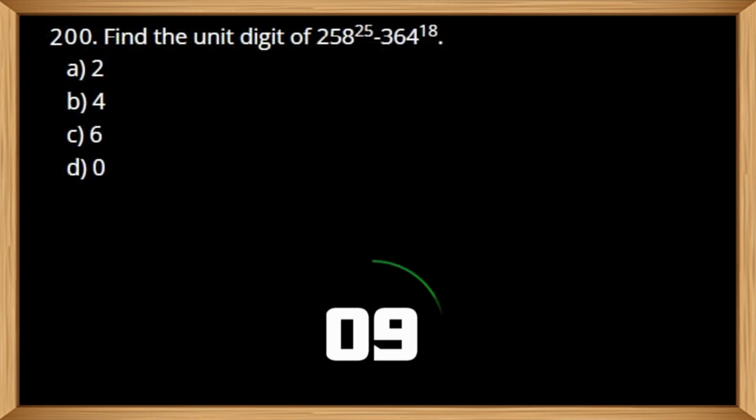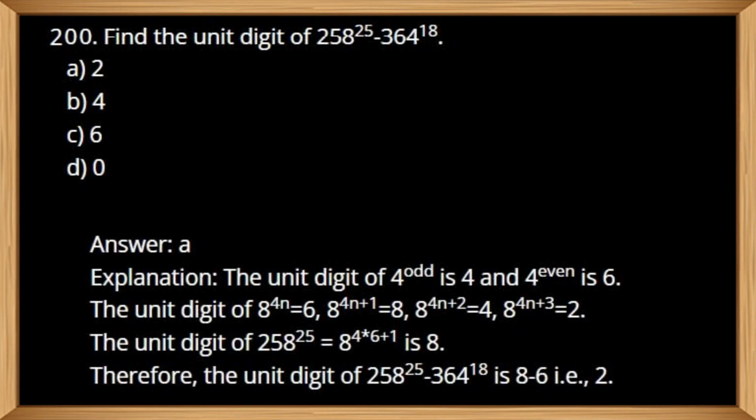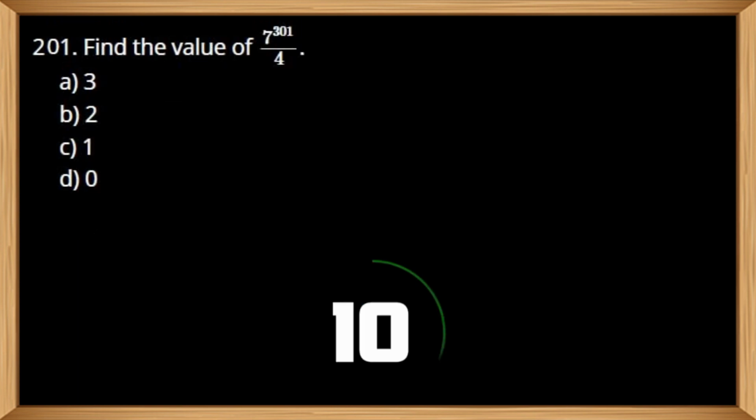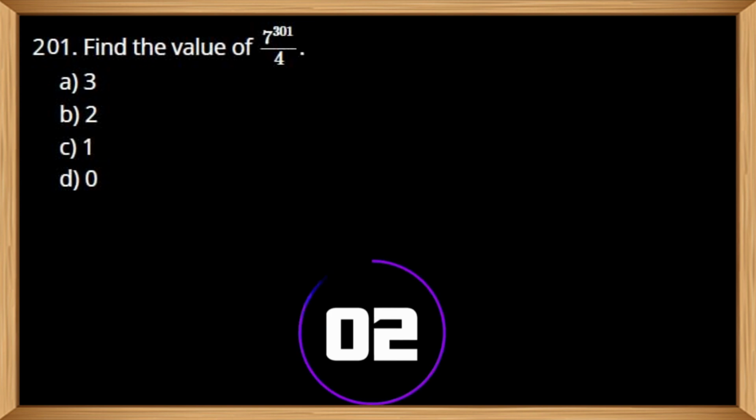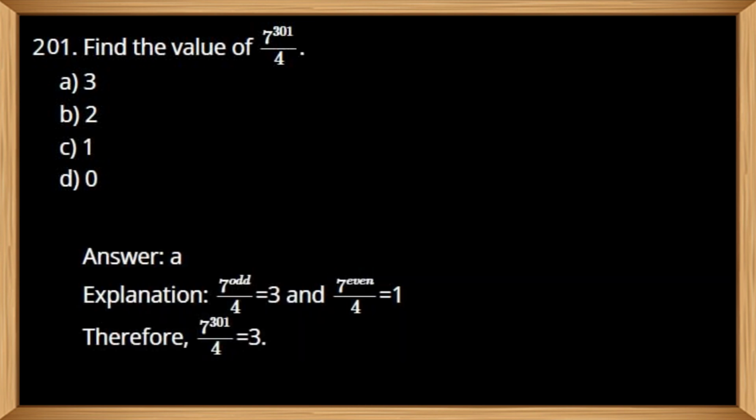Find the unit digit of 258 power 25 minus 364 power 18. Option A, 2. Find the value of 7 power 301 by 4. Option A, 3.